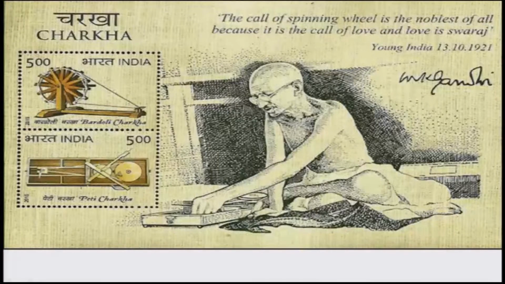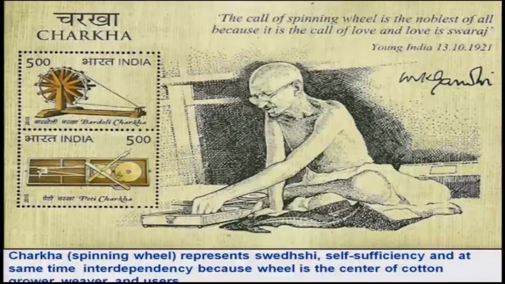If you look, the charkha is very old, and in 2015 the government of India actually produced two stamps with Mahatma Gandhi's pictures. Mahatma Gandhi wrote in Young India on 13 October 1921, the call of the spinning wheel is the noblest of all because it is the call of love, and love is Swaraj. So at that time he was trying to get Swaraj and make India an independent country.